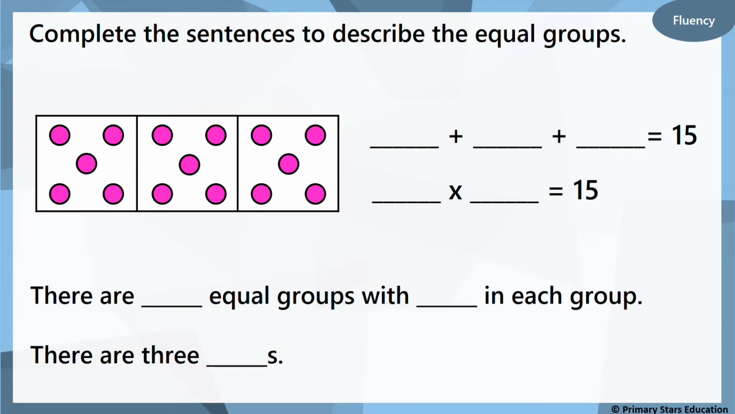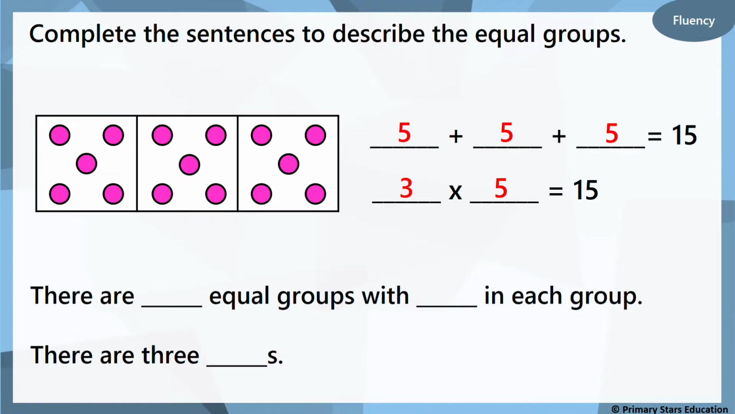Now the first bit's really easy, isn't it? 5 add 5 add 5 equals 15. And we can count in 5s to do that, can't we? We go 5, 10, 15. Boom, done. How many equal groups are there? There are 3 equal groups with 5 in each group. So our number sentence is 3 times 5 equals 15.